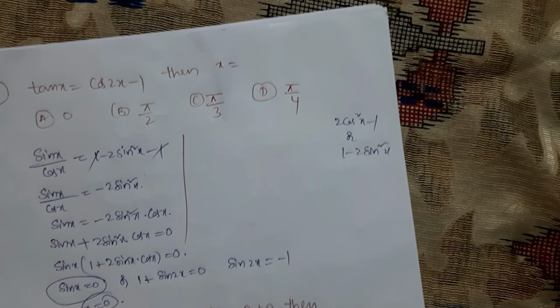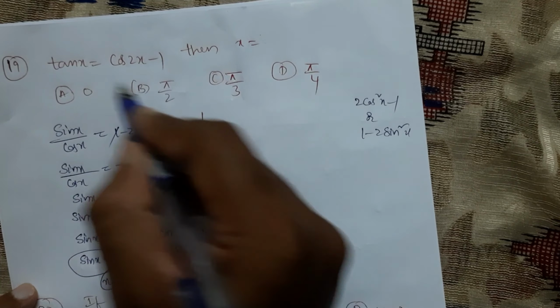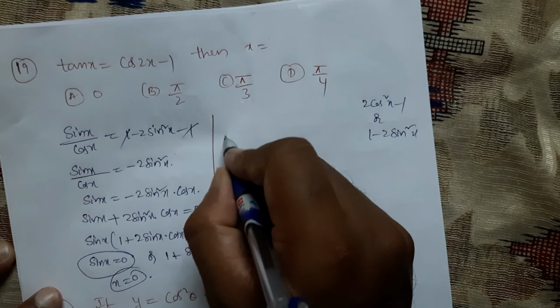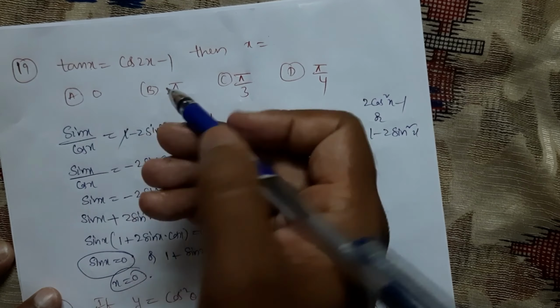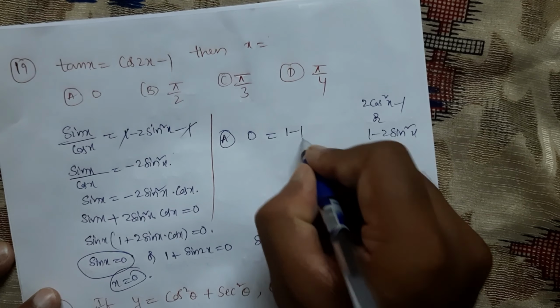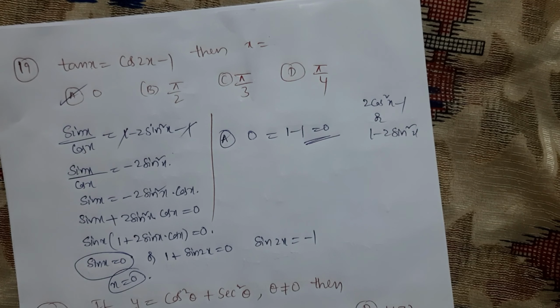Okay, see here, by substitution, we need to substitute the angles from the options. First option, substitute 0: tan 0 is 0, that is the LHS. RHS: cos 2 into 0, cos 0, cos 0 value is 1, 1 minus 1 is 0. Okay, directly we can solve. Like that also, whenever we are finding the values of x, we can substitute the options, otherwise we can simplify the procedure. Based on the problem, whichever seems easy to you, you can do that.